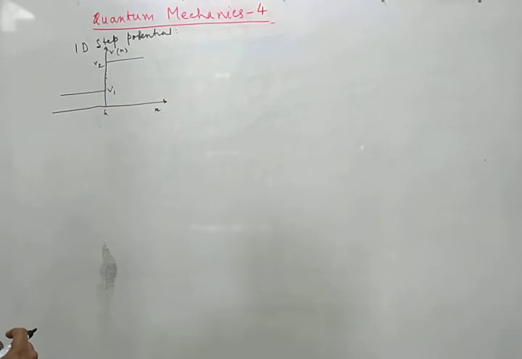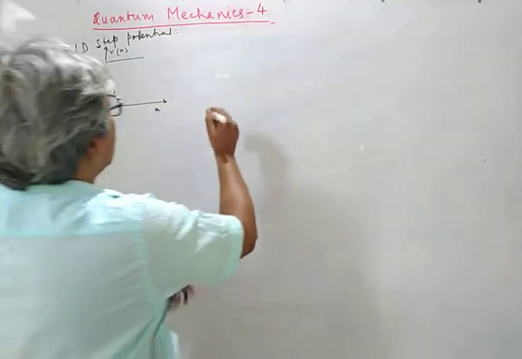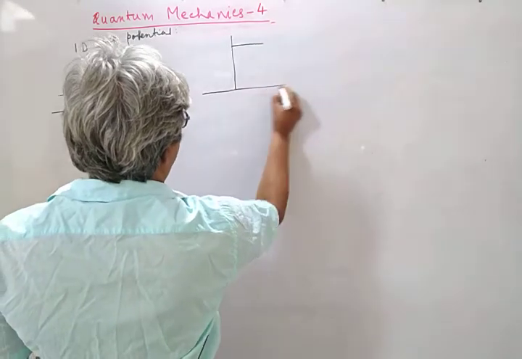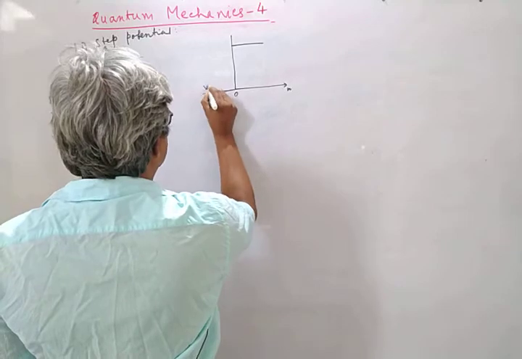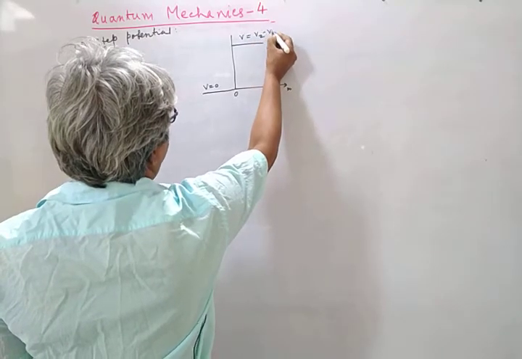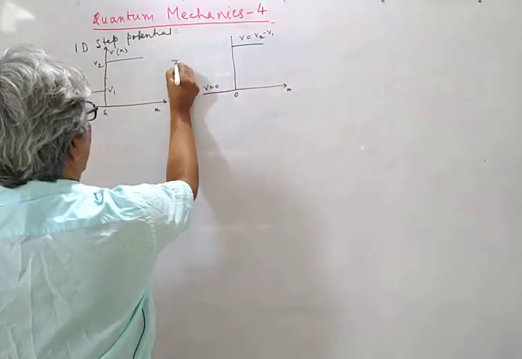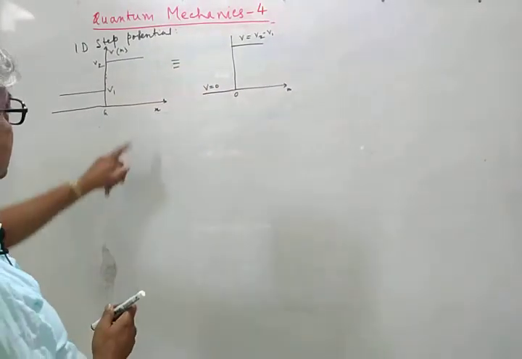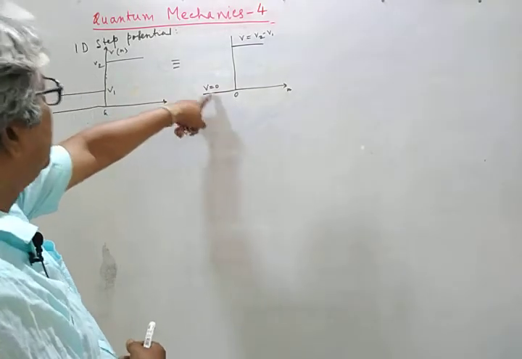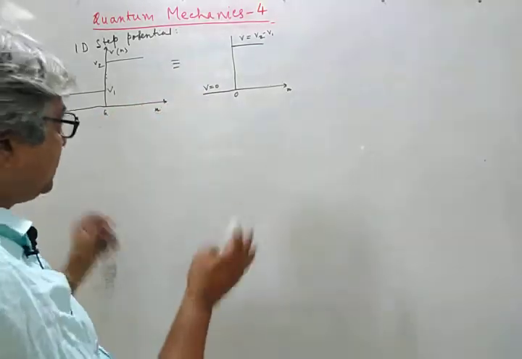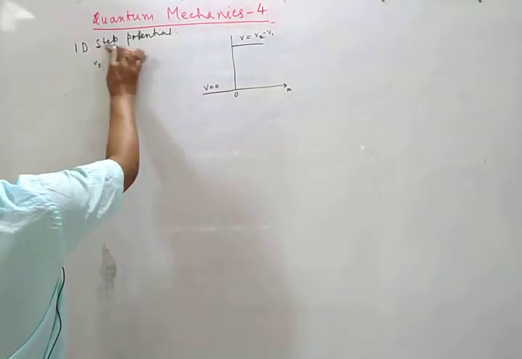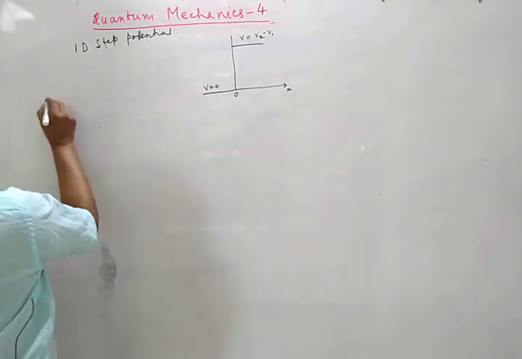Without any loss of generality and to simplify the mathematics, we can transform this situation into such a situation. This is x equal to 0. This is the X axis. Here the potential is 0, and here the potential is V, where V is equal to V2 minus V1. These two situations are identical. Only the mathematics would involve A and would be a bit complicated compared to this, but these are two physically identical situations. So to simplify the mathematics, we shall stick to this description. So this is the step potential problem.